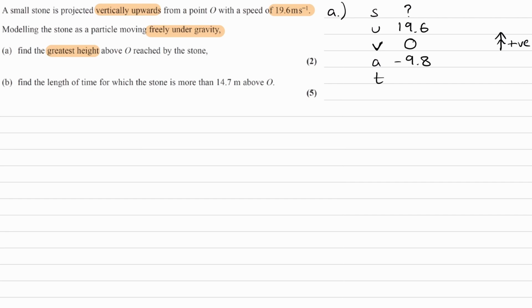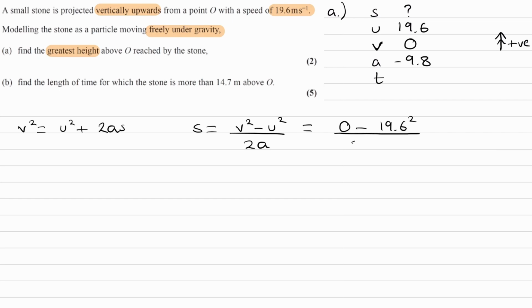And then with these four quantities, we can work out S by using v squared is equal to u squared plus 2as. Rearranging for S, v squared minus u squared over 2a. Plugging what we have in, 0 minus 19.6 squared, all over 2 times minus 9.8. And this will be 19.6 meters when you type it in.